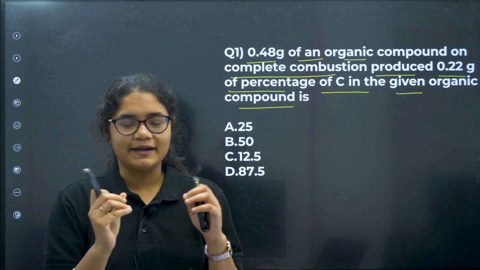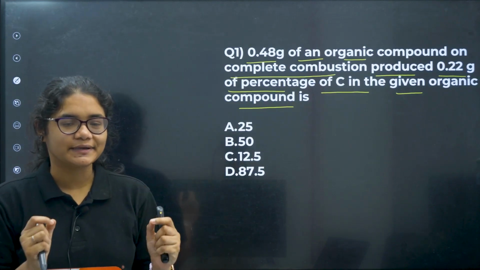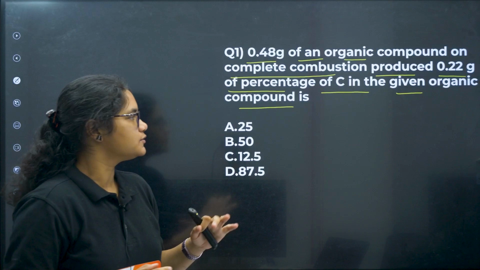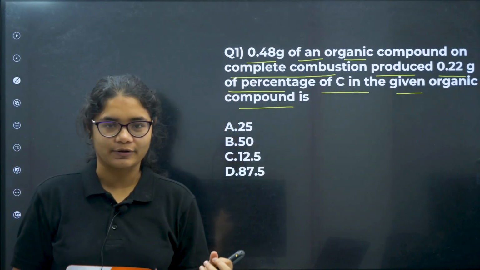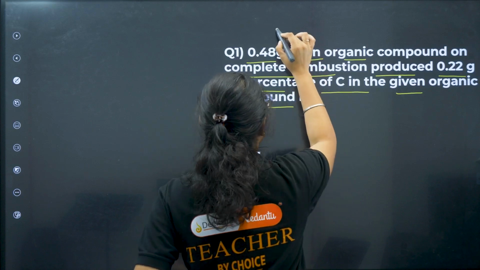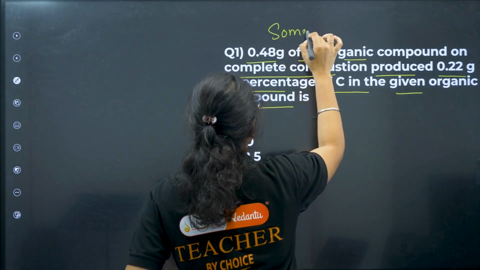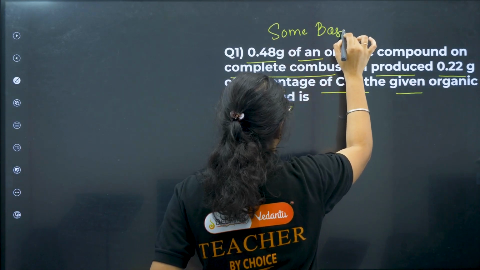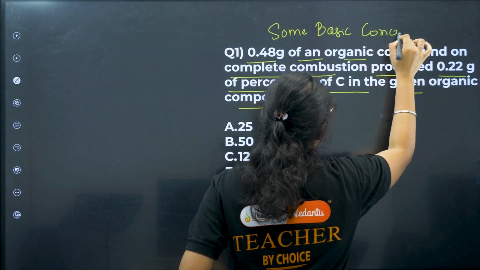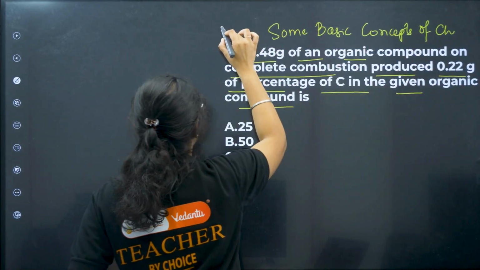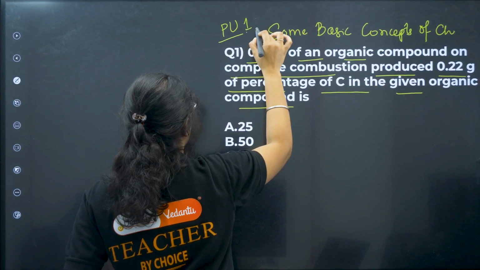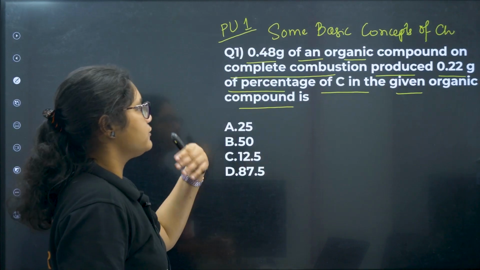Now let us first try to understand which chapter this question is from. When you see combustion and you want to find the percentage of carbon in an organic compound, this question is from the first chapter, that is Some Basic Concepts of Chemistry, PU1, right? Now let us try to solve this question.